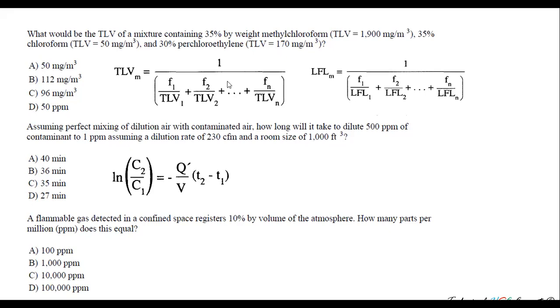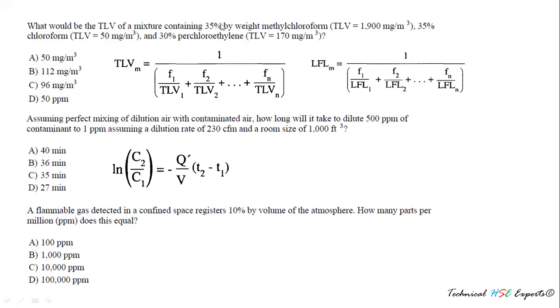So F represents the fraction value. How much percentage? Just convert that to decimal, then you can substitute in the formula. From the question, they have given it in percentage. So to convert this to decimal, 35 exactly, you divide by 100. So 0.35 divided by 1900, then 0.35 divided by 50, and plus 0.3 divided by 170. So if you do the math, you will end up with the option.